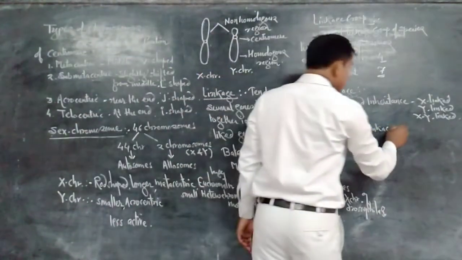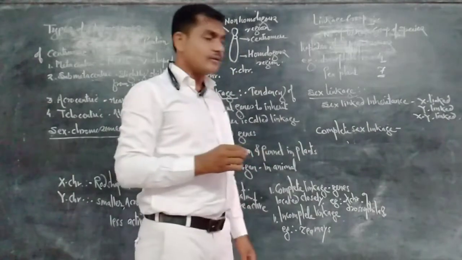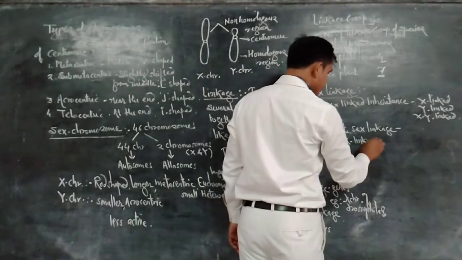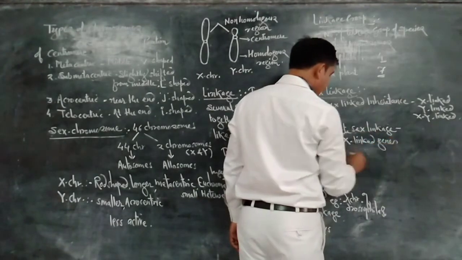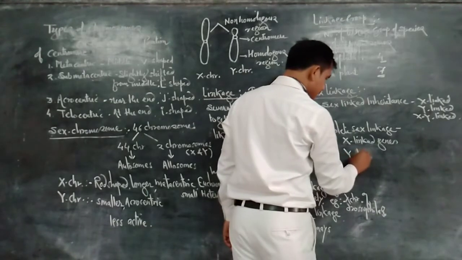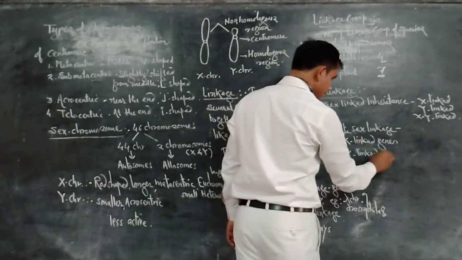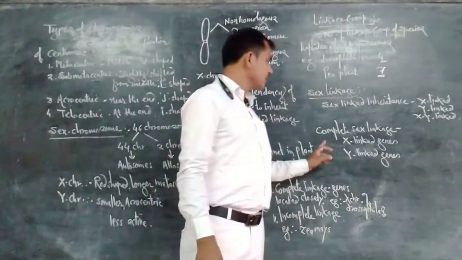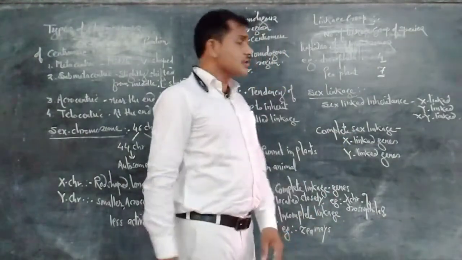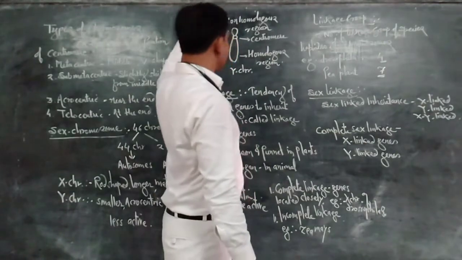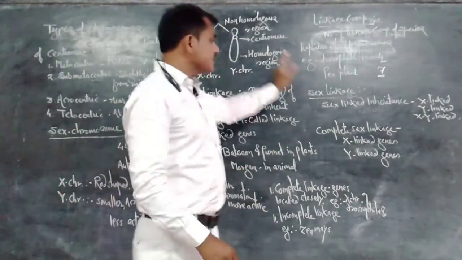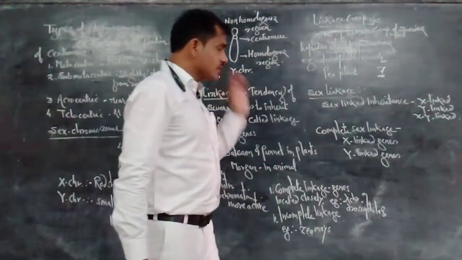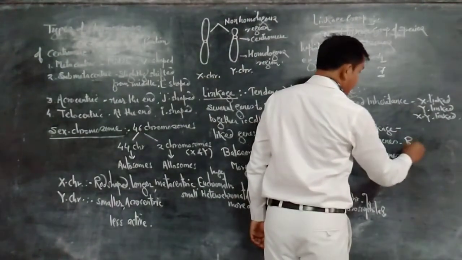X linked genes and Y linked genes are there in complete sex linkage. The genes present on the non-homologous region of the X chromosome that are forwarded together are the X linked genes. Complete sex linkage occurs here. The example is red-green color blindness.